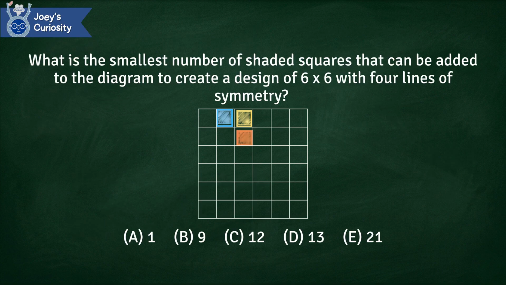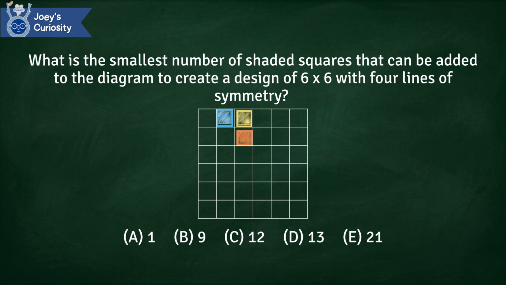What is the smallest number of shaded squares that can be added to the diagram to create a design of 6x6 with 4 lines of symmetry? A. 1. B. 9. C. 12. D. 13. E. 21.